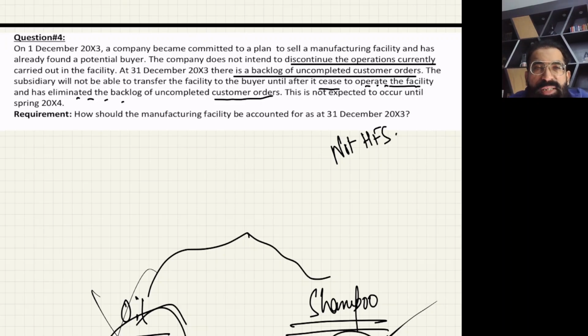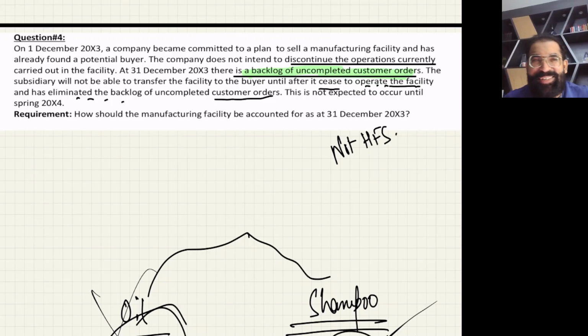On 1st December, see there is a question. On 1st December X3, the company became committed to a plan to sell a manufacturing facility. It's a short question. And it has already found a potential buyer. The company does not intend to discontinue the operation currently carried out in the facility at 31st December X3. See the line. There is a backlog of uncompleted customer orders.